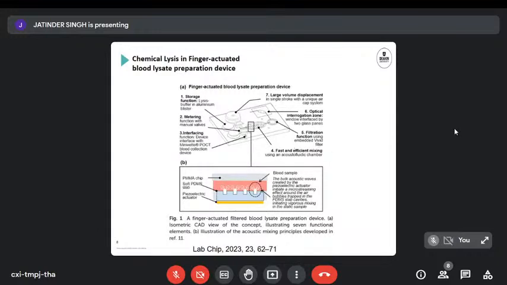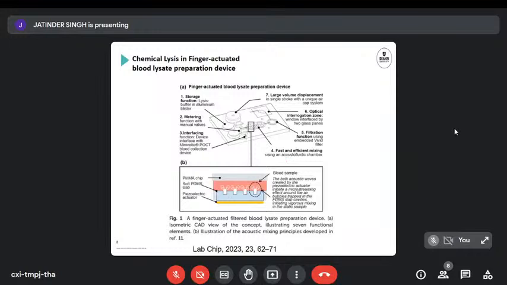interestingly, an acoustofluidic mixer. Remember on our very first day, we were talking about microfluidic devices, low Reynolds numbers, poor mixing. We had approaches, passive approaches for mixing, having very long channels. We also discussed active approaches for mixing, where ultrasound was one of the options.